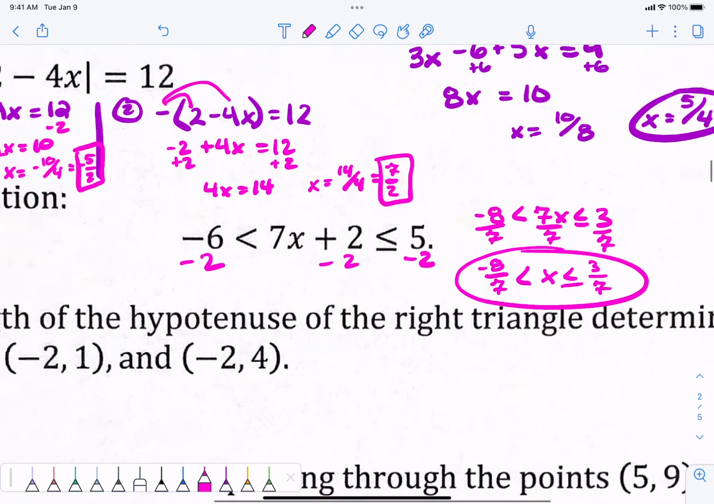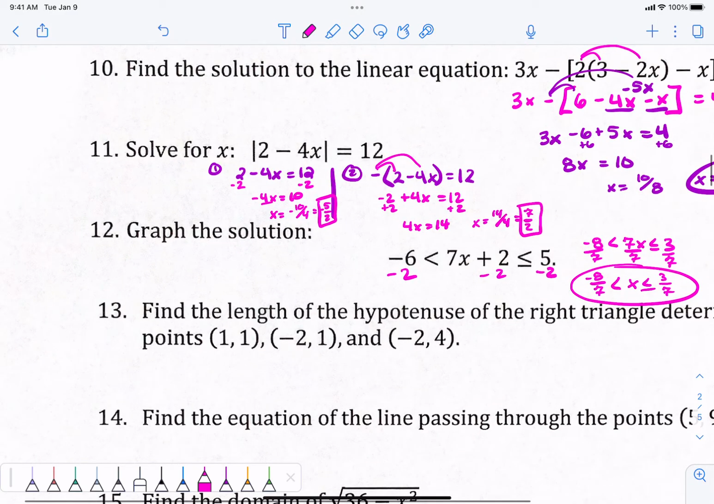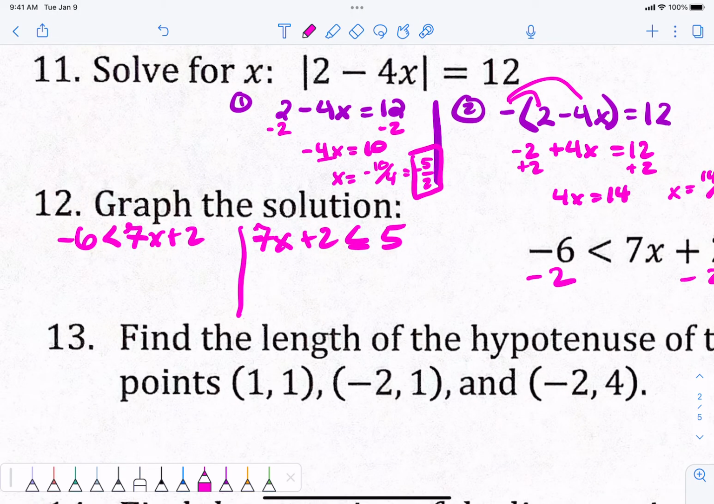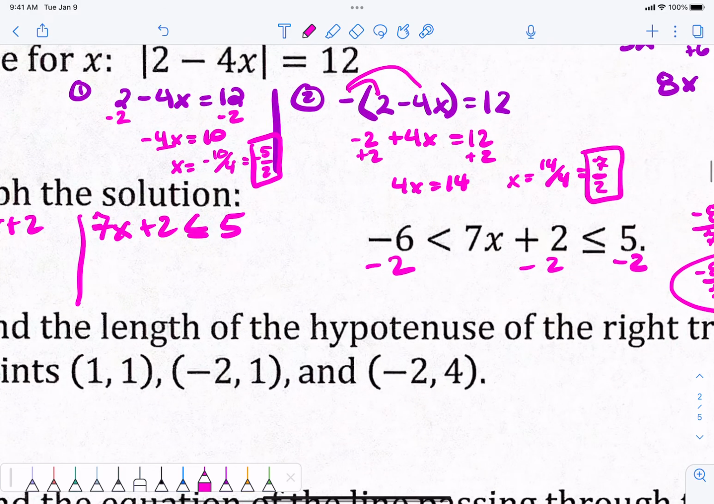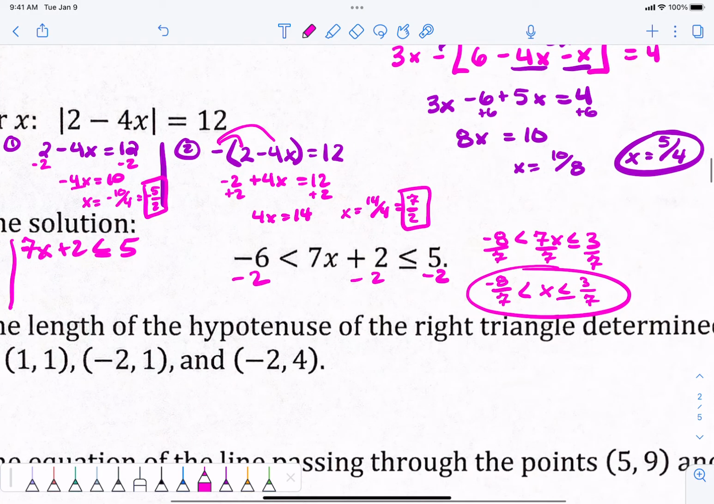So Mallory has problems like this on her trig review, and she writes it out, and you guys are more than welcome to do this too. She does 2 cases where she has negative 6 less than 7x plus 2, and then the second case is 7x plus 2 is less than or equal to 5. So she works the 2 separate pieces, which is fine. But this one we can get away with doing just the one big long piece. Doesn't matter how you do it.